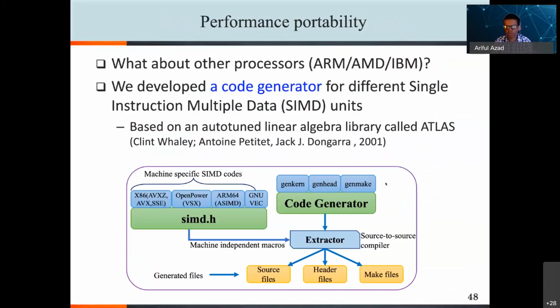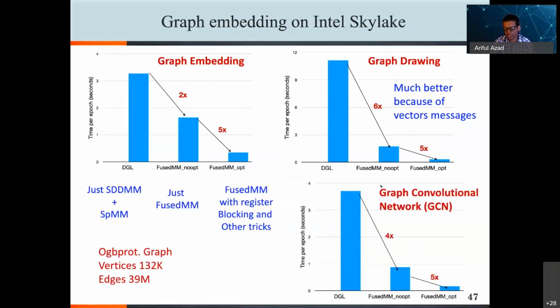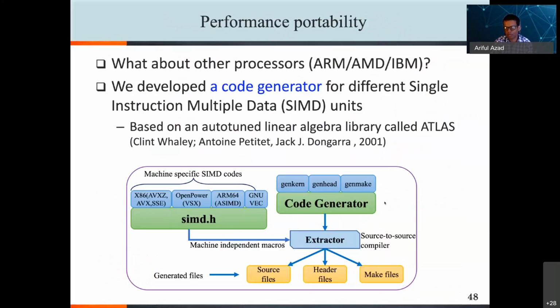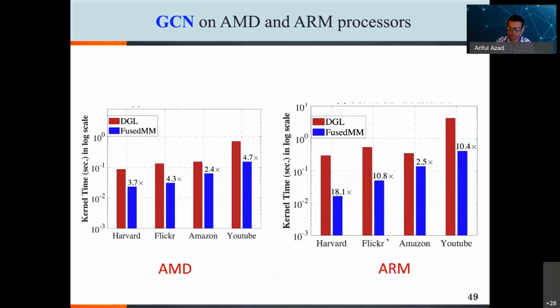Then we discussed how you can ensure portability. This performance was on Intel, so if we'd like to run this on ARM, IBM, or AMD processors, what do we have to do? We took the philosophy from a popular package called ATLAS in linear algebra, where they have a code generator, and you can generate different single instruction multiple data code for different architectures without changing your underlying code. We incorporate this type of framework and then easily, automatically develop code for ARM and AMD processors.